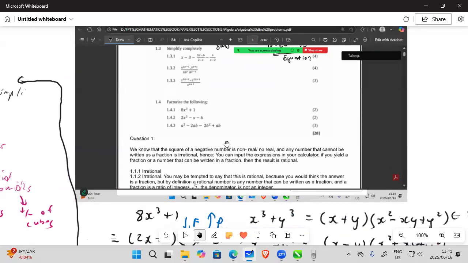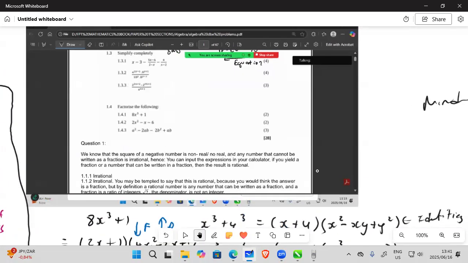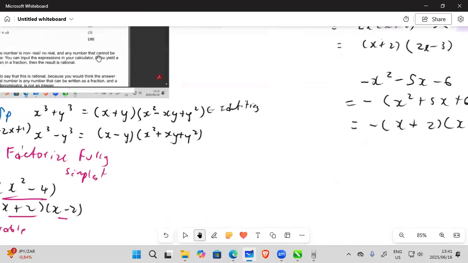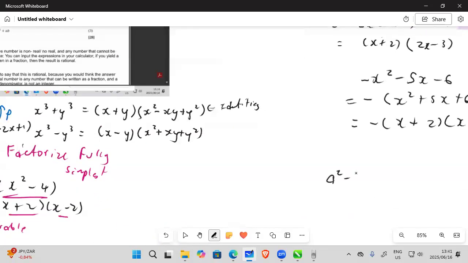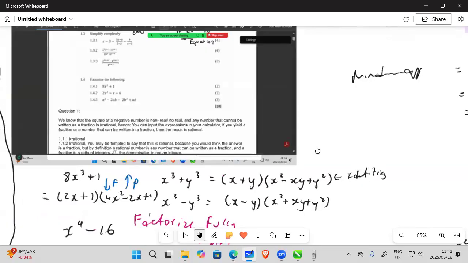And then the last one here, if you look at this, a squared minus 2ab minus 2b squared.